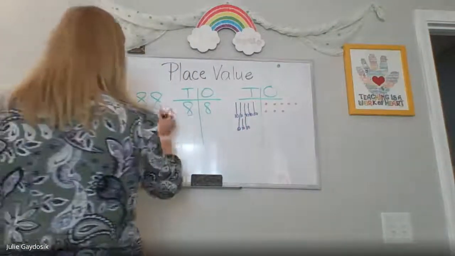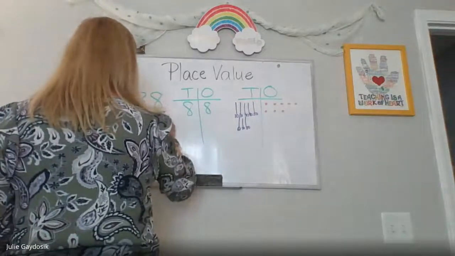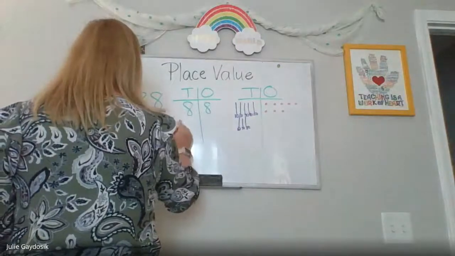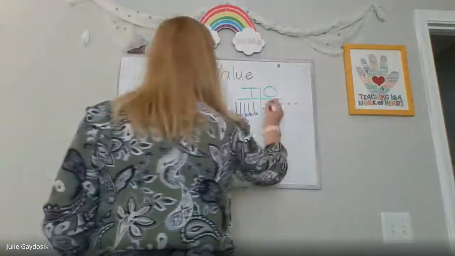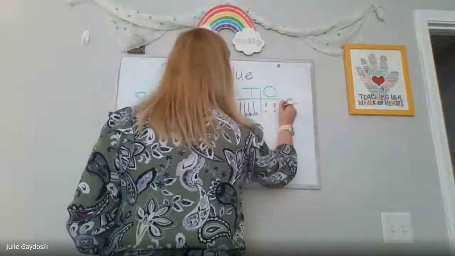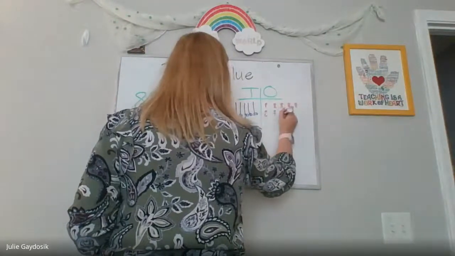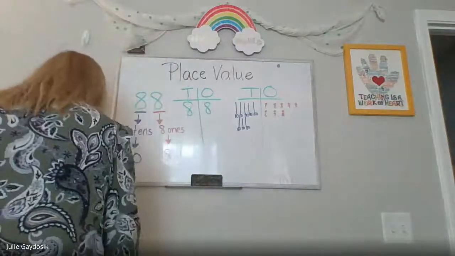Now I do want to find the value of this digit. And I can see that there are 8 ones. And 8 ones you count by 1. So this would just be 1, 2, 3, 4, 5, 6, 7, 8. So the value is 8.